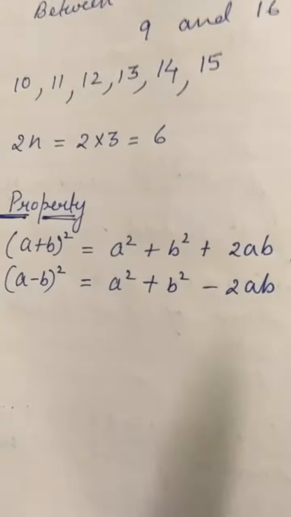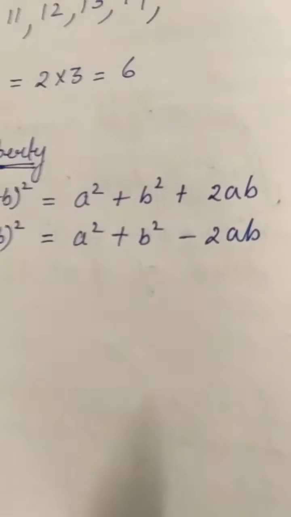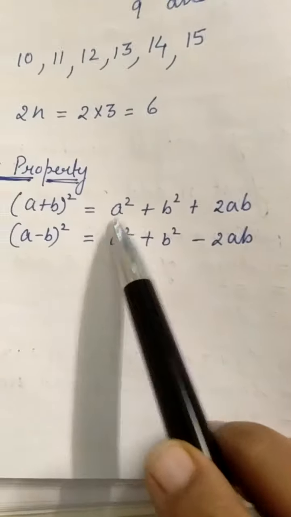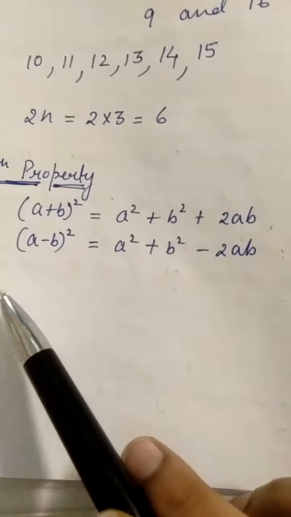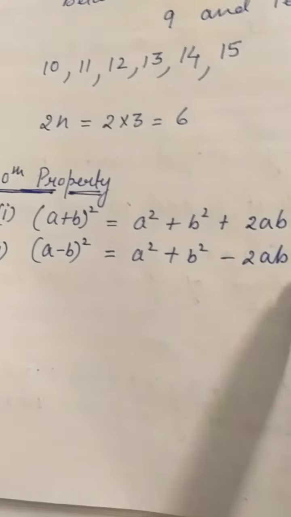Now, the next one, the last one, children, the identity, the 10th property I have named it as. It will be used for finding the square of numbers. So, please learn these identities. It is a plus b the whole square is equal to a square plus b square plus 2ab. a minus b the whole square is equal to a square plus b square minus 2ab.